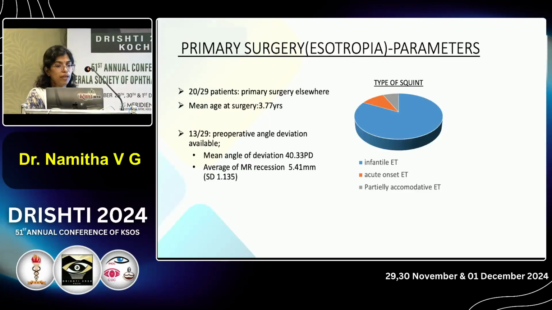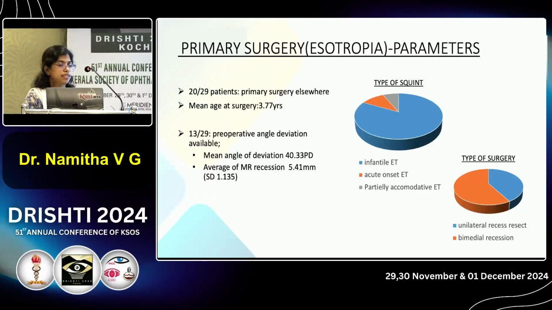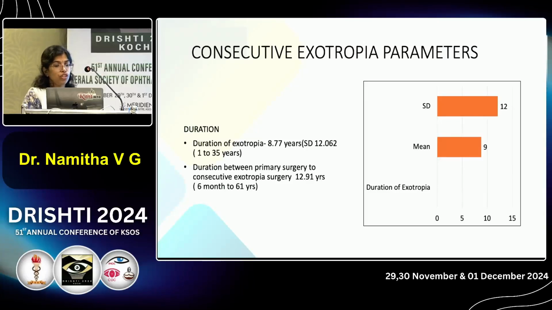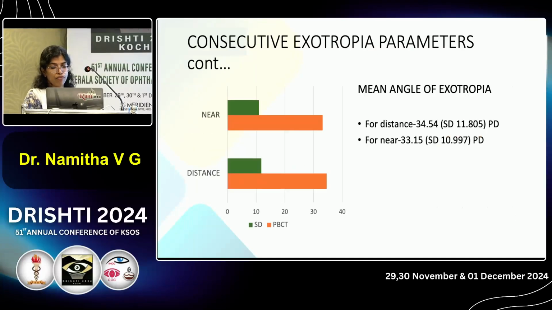13 out of 29 patients had the preoperative angle of deviation available, of which the mean angle of deviation was 40 prism diopters and the average MR recession was 5.41 millimeters. The majority had undergone bimedial recession rather than a unilateral recess-resect procedure. 41% had poor follow-up. Coming to the consecutive exotropia parameters, the duration of exotropia as obtained from the parents had a mean of 8.77 years, and the duration between the primary surgery and the consecutive exotropia was 12.91 years. The mean angle of exotropia for distance and near was almost similar.